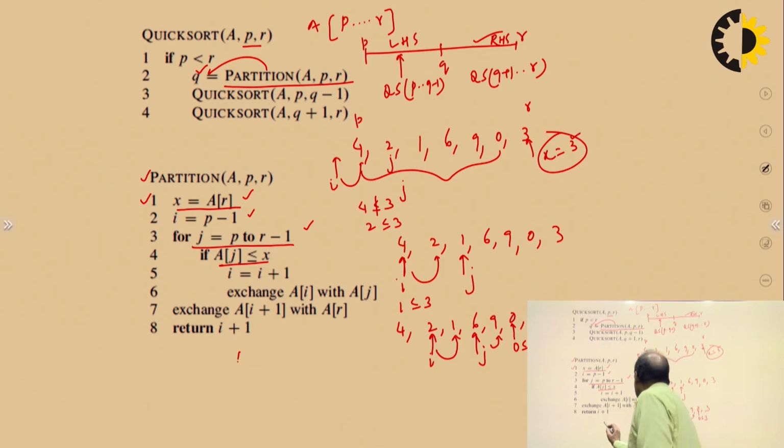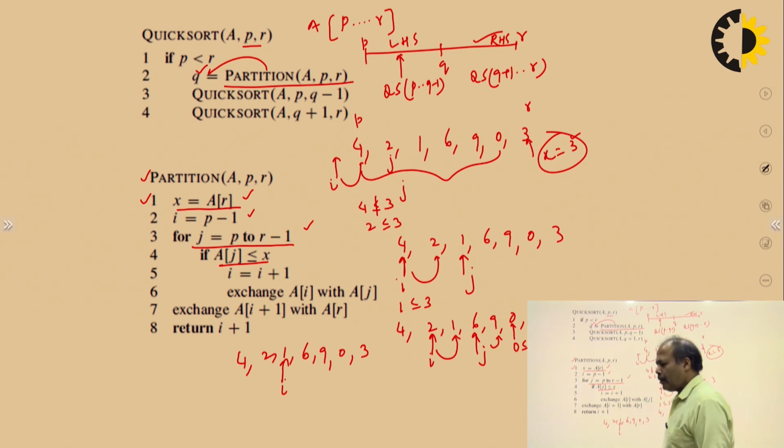So now the array is 4, 2, 1, 6, 9, 0, 3. I will increase, so I will go to this point, clear? And here J will finish. J cannot go beyond this. So J finishes, I has increased. Okay. And after increasing I, you have to exchange A[I] and A[J].